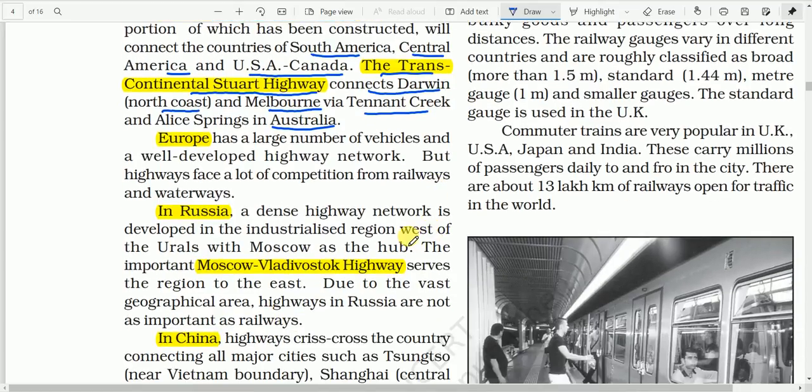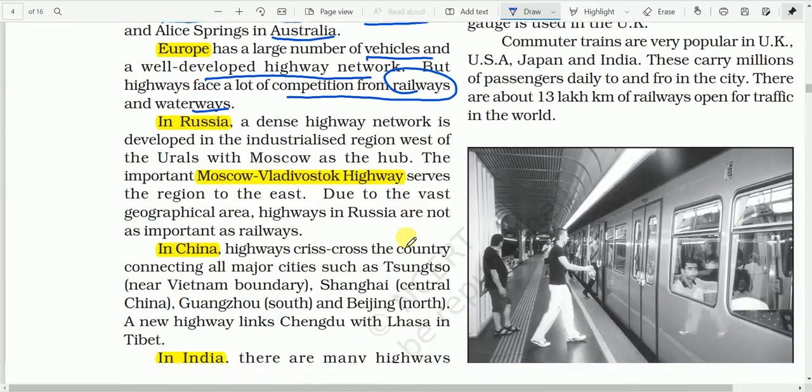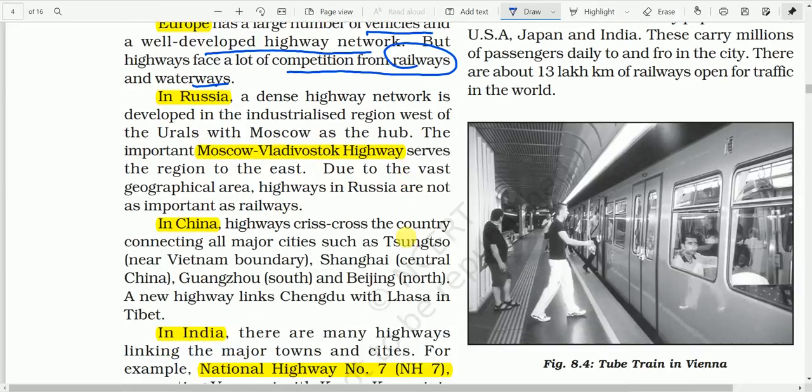And in Europe, Europe has a large number of vehicles and a well-developed highways network, but highways face a lot of competition from railways and waterways in Europe. Then in Russia, a dense highway network is developed in the industrialized region west of Ural Mountain, with Moscow as the hub. Then the important Moscow-Vladivostok Highway or the Trans-Siberian Highway serves the region to the east.